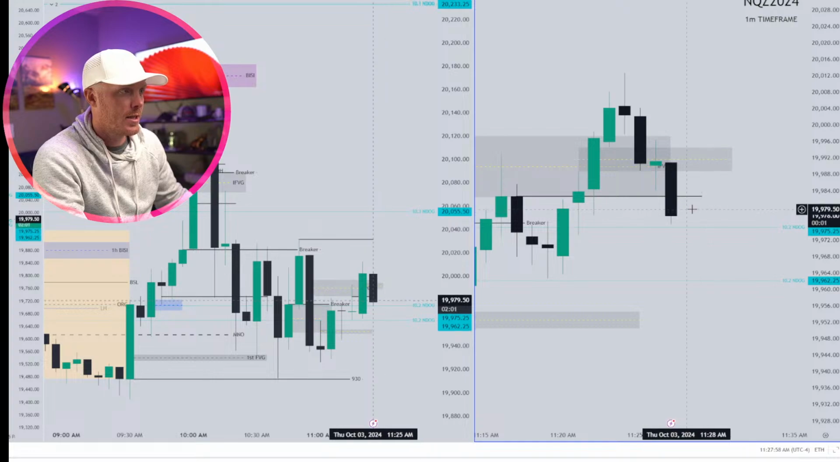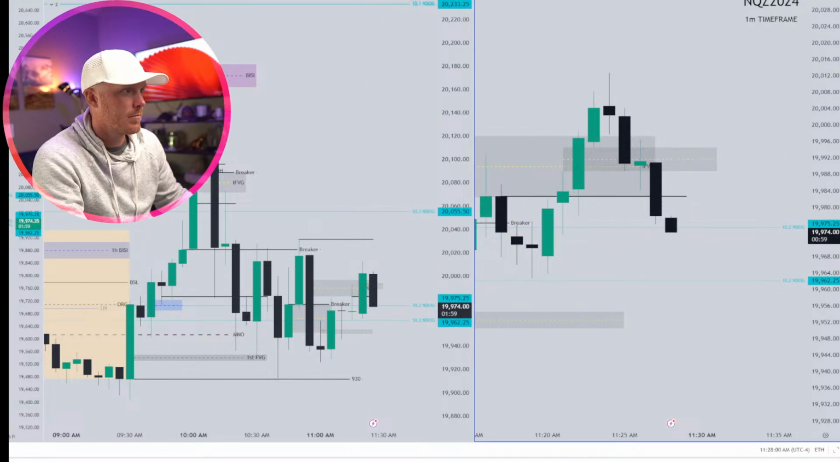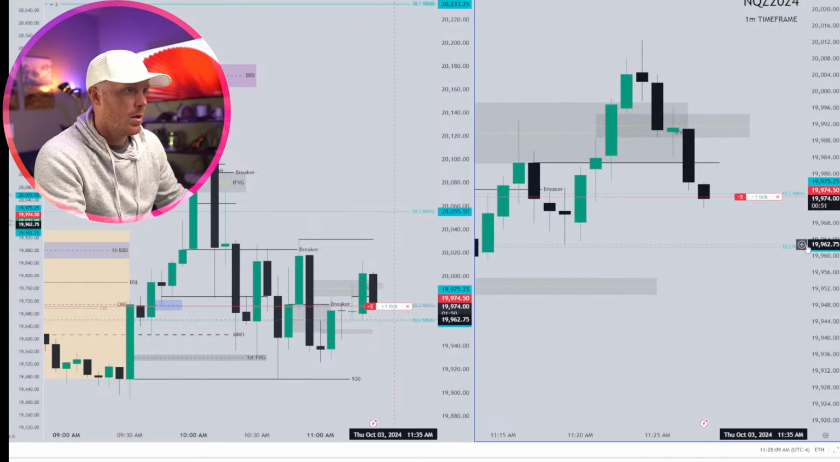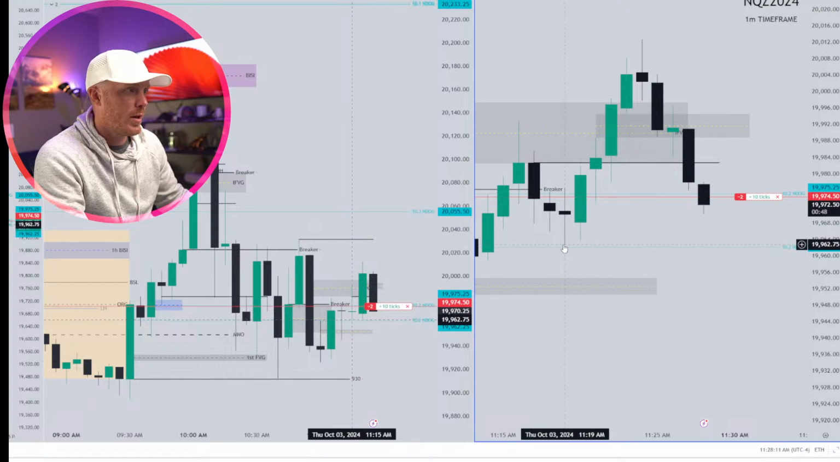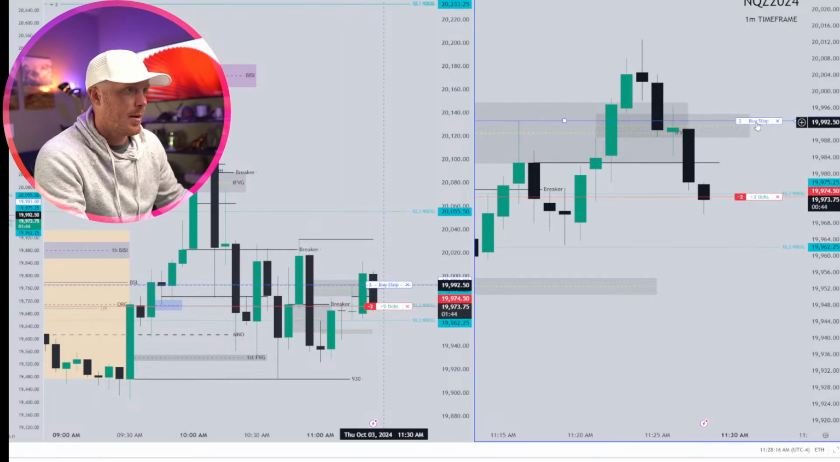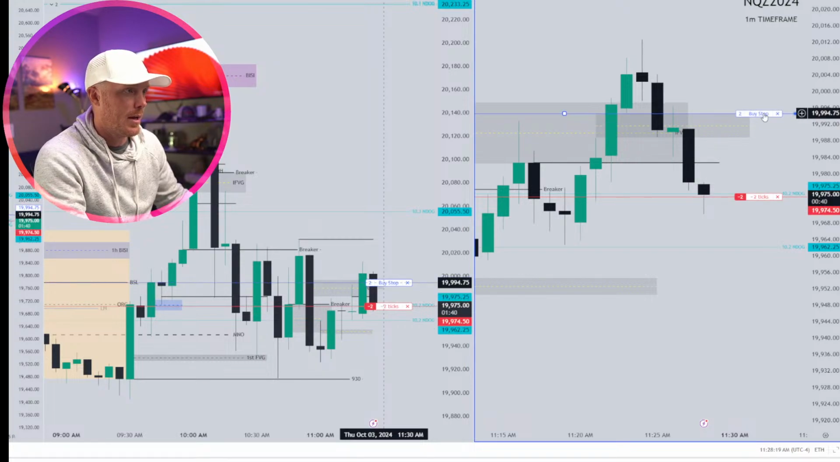Okay, so it looks like it's more of a short than anything else. I am going to take that short. Target is this swing low right here. Stop is technically a close above that, but we're not going to let it get back up there.